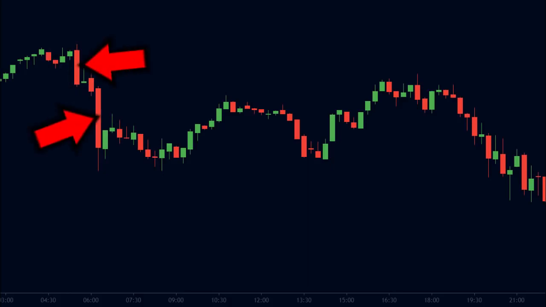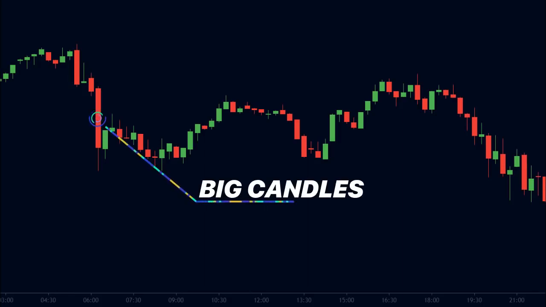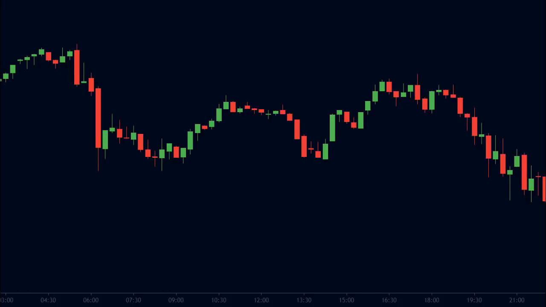Here we see big red candles formed subsequently. Look at the size of these candles and compare them with the candles before. We can clearly conclude that these candles are way bigger than the previous ones. Hence, we have clearly identified a strong down move.